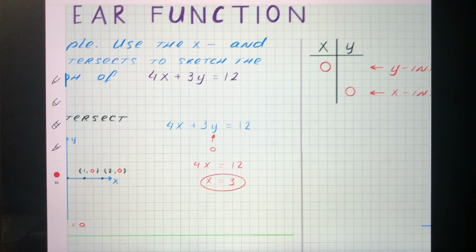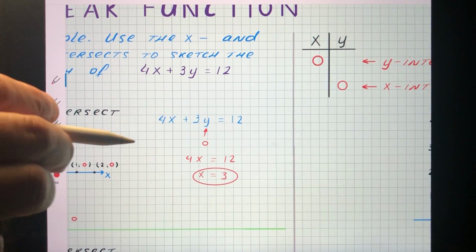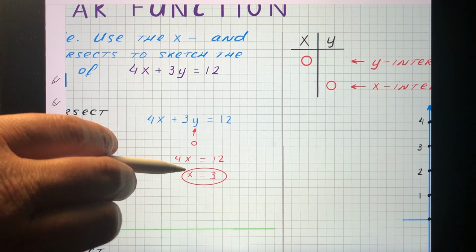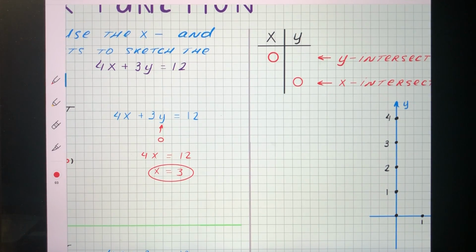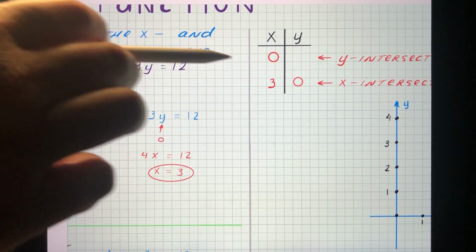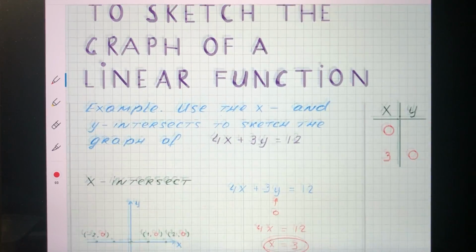On the other page is the table that collects this information. When we make y equal to 0, the answer was 3. And this is the x-intersect. Now let's find the y-intersect.